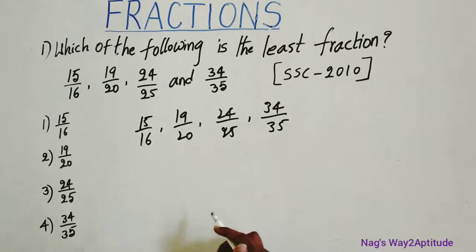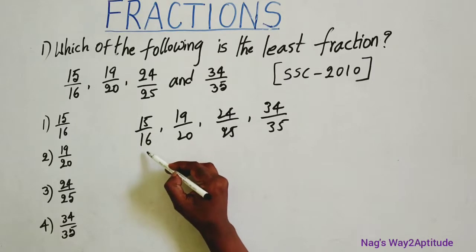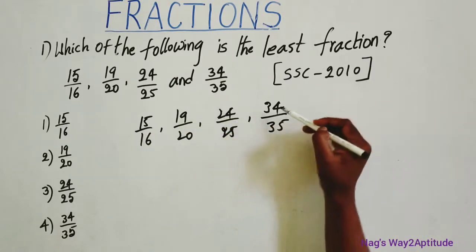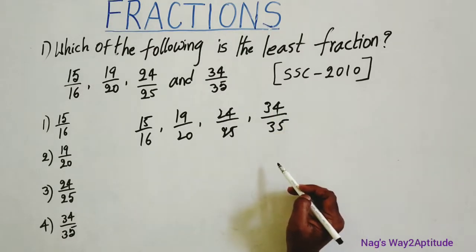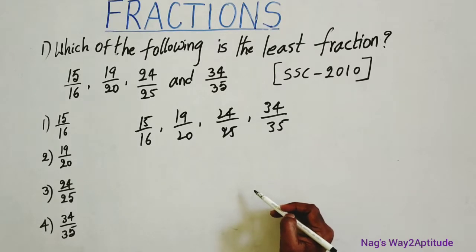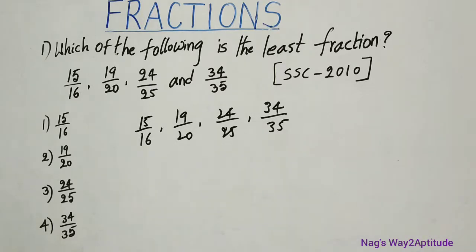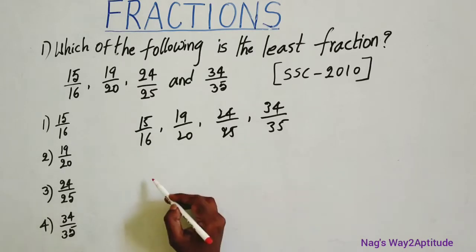If we do it by using the conventional method, you will need to divide 15 by 16, 19 by 20, 24 by 25 and 34 by 35, and later you will compare the values. But it will take a lot of time, and that is completely a waste of time. So by using a simple logic, we can easily find out which one is the least and which one is the largest. So to find the least or largest, first you see the numerator and denominator in all the fractions.